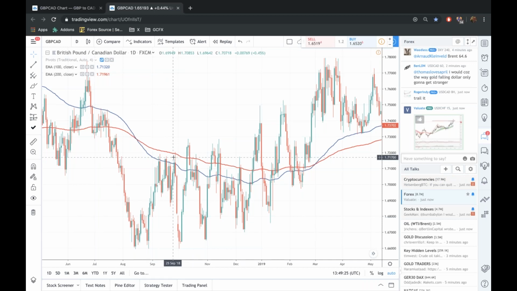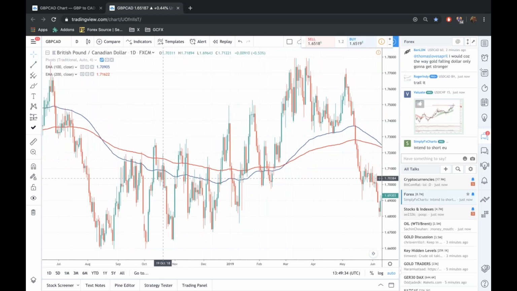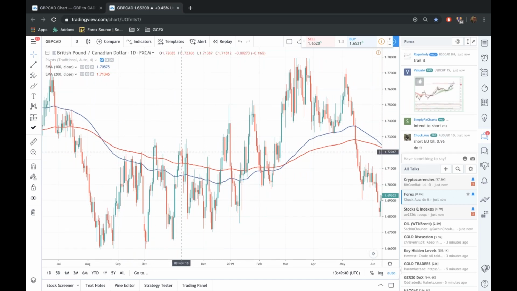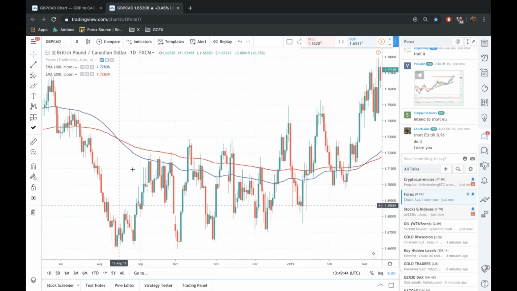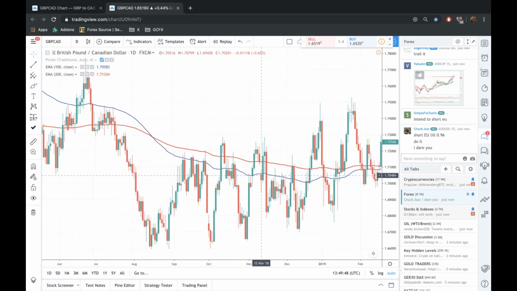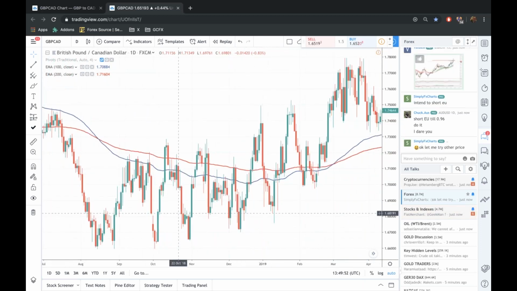Now, the temptation is to think that you're going to crash through these levels and keep going on and on and on. The market doesn't move in a straight line. Look, you can see, even though it's gone from here up to 1.7700, it's gone in a very zigzag fashion. That's typical of market behavior. Market behavior moves in these zigzags. Look, for months and months, it's zigzagging.